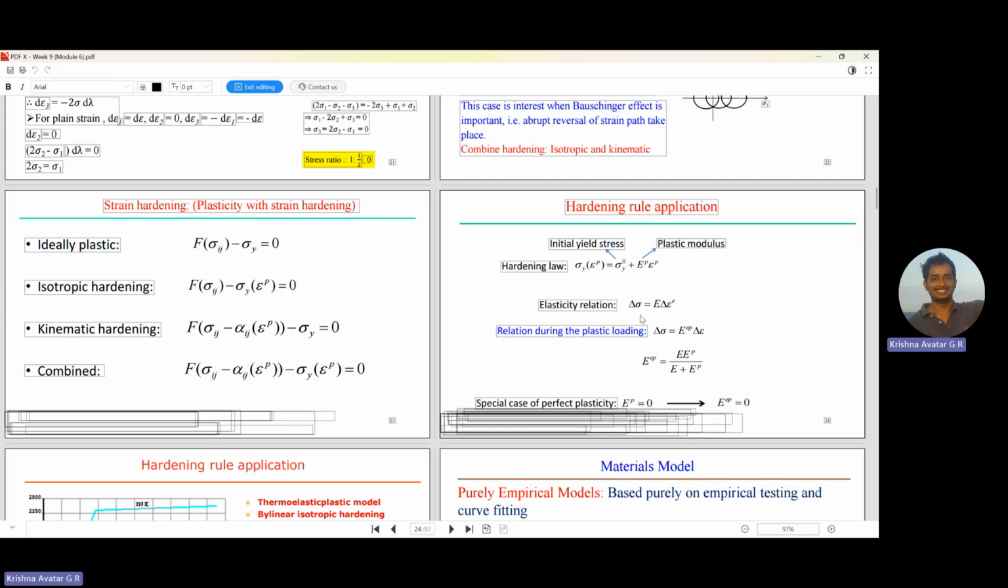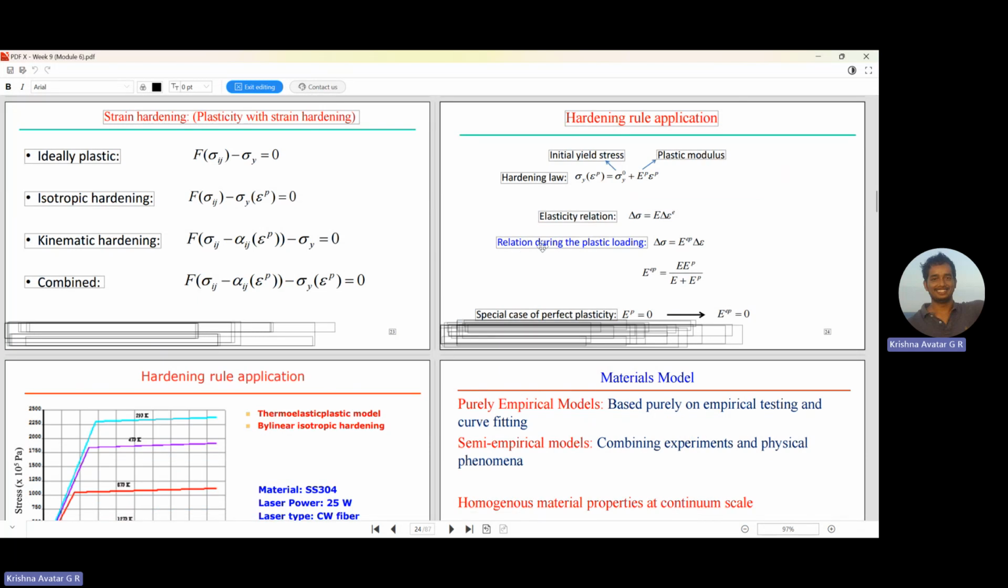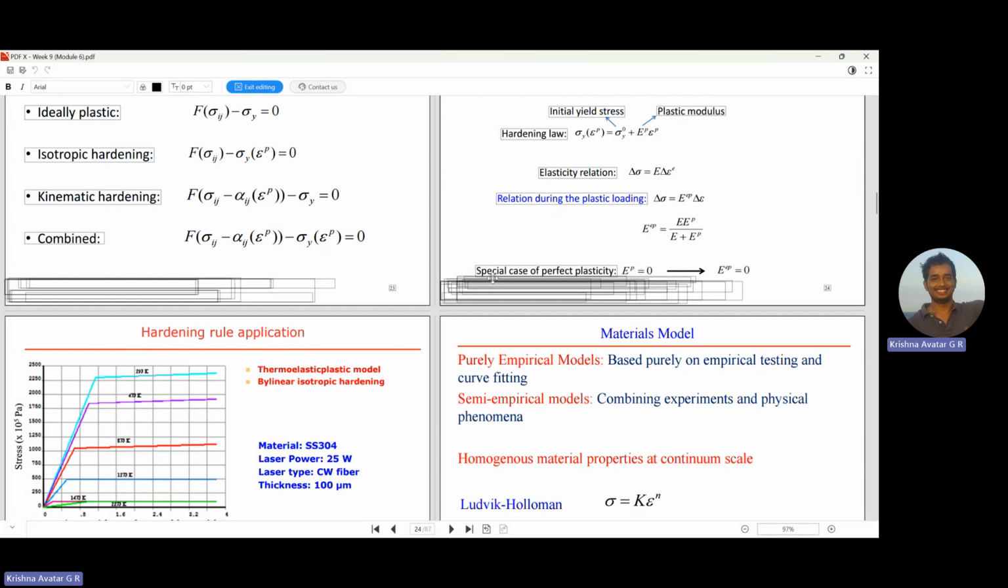And for the elasticity expression, we have delta sigma is equal to E, which is the Young's modulus, into delta epsilon E. So delta epsilon E is the incremental strain as a result of elastic deformation. And the relation during the plastic loading is delta sigma equal to E_EP into delta epsilon. This is what we call the elastoplastic modulus, and this is essentially the harmonic mean of E and E_P. The way we find the harmonic mean of some quantities A and B, if the harmonic mean is C, is 1 by C equals 1 by A plus 1 by B. Likewise, 1 by E_EP is equal to 1 by E plus 1 by E_P. So that gives us the elastoplastic modulus. Then the special case of perfect plasticity is E_P equal to 0, and this implies that we will not have any plastic hardening modulus.